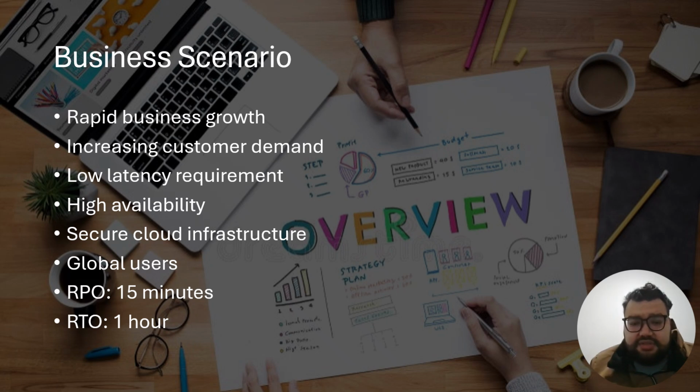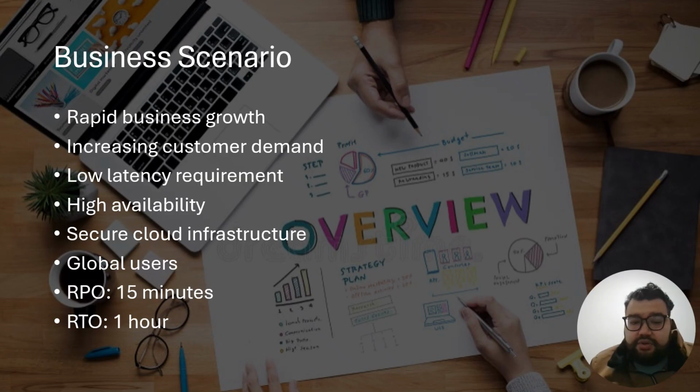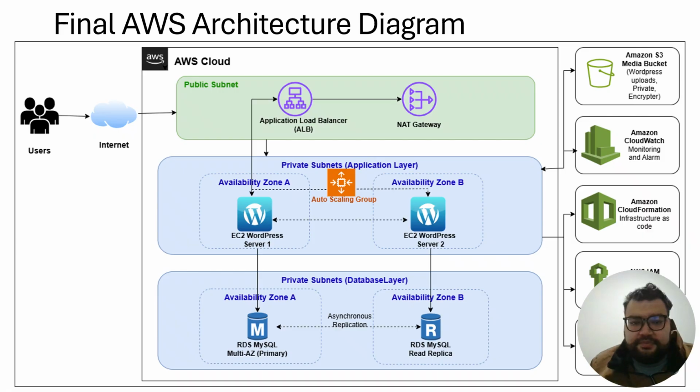To address these requirements, the architecture was designed using scalable AWS managed services, including auto-scaling groups, multiple load balancers, Amazon RDS multi-availability zone deployment, and infrastructure as code automation.